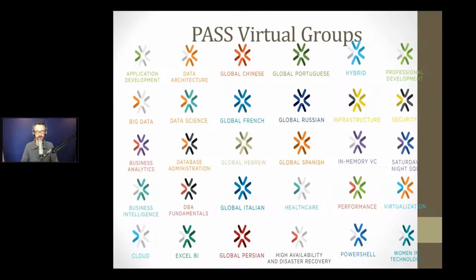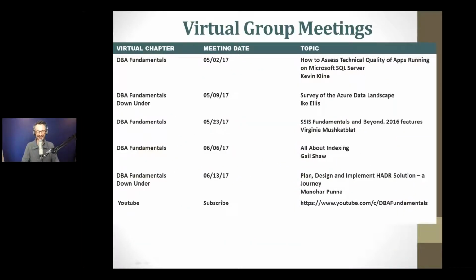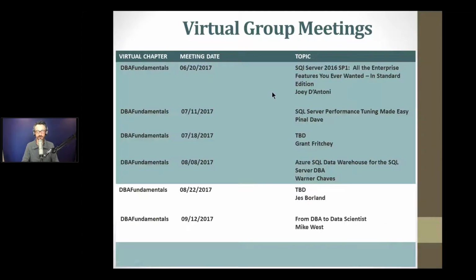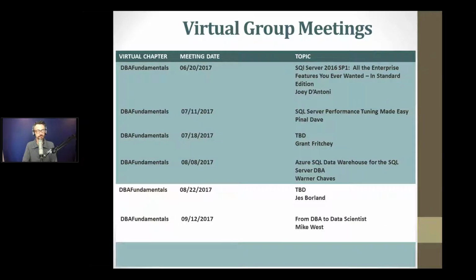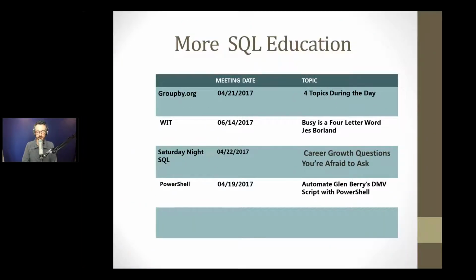Okay, I'm going to go ahead real quickly. I want to get to Brent. PASS has lots of virtual groups, and they probably run a lot better than I did this morning. I'm going to talk about one that's coming up. Kevin agreed to fill in for us at the last minute, so I think this is going to be a really excellent session: how to assess technical quality of apps running on Microsoft SQL Server. When I first looked at it, I said, I'm not sure about that. And then when I watched it, you're able to evaluate other people's code, but you can use it to evaluate your own code too, and it's got great standards. It's a great teaching tool.